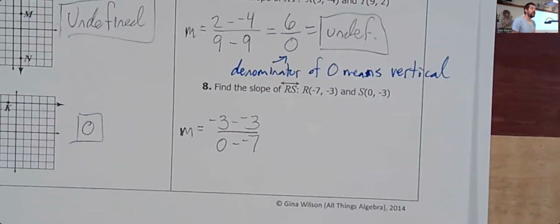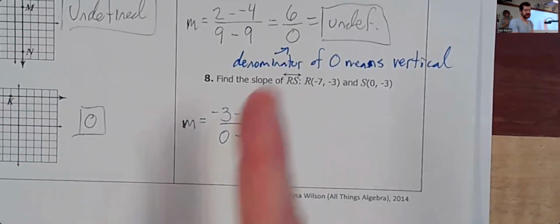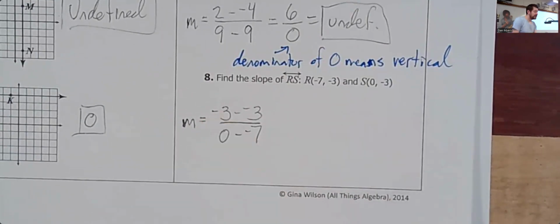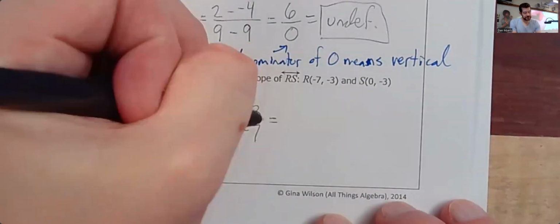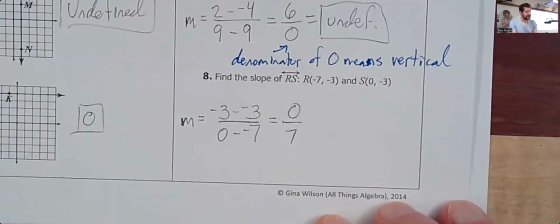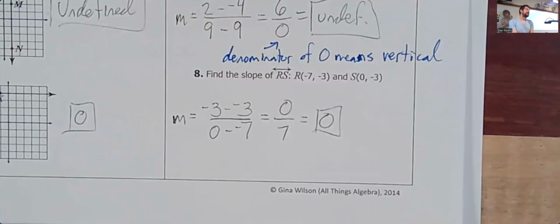So we're talking about slope. If you have a slope with a denominator of 0, that is a vertical line, which means the slope is undefined. And numerator of 0 is 0. A numerator of 0 does equal 0, which is what happens on number 8. -3 minus -3 is the same as -3 plus 3, which is 0. And then 0 minus -7 would be 0 plus 7, which is 7, so 0 over 7 equals 0. So 0 as a numerator is 0. 0 as a denominator is undefined.